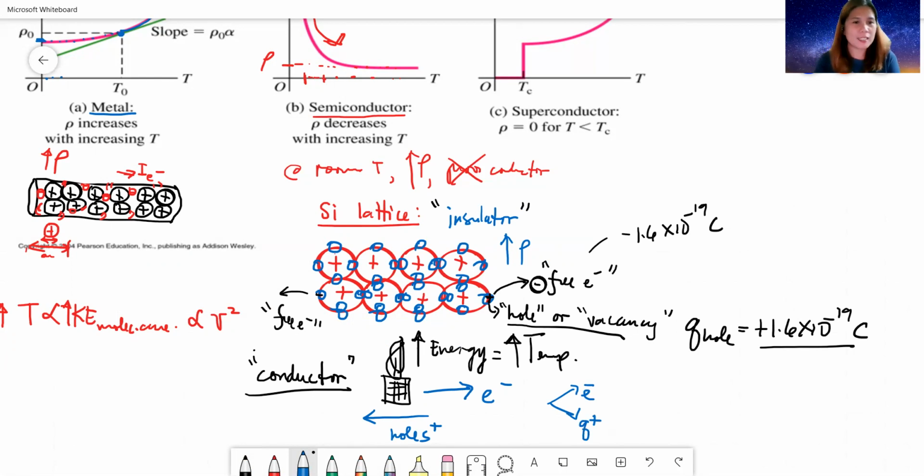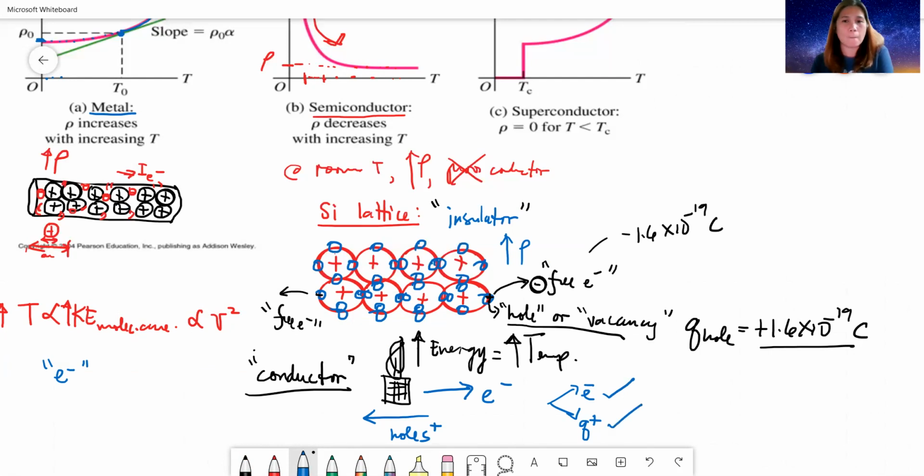Pero sa metals, the charge carrier in metals in actuality are just electrons because the protons are being held in its place. Pero pag semiconductor, merong electrons negative, meron ding positive.